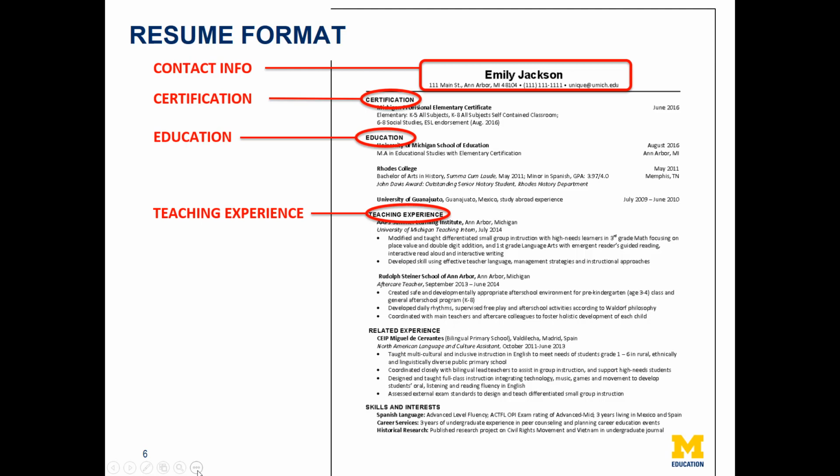The certification, education, and teaching experience sections are almost always going to be your first 3 sections and displayed in that order. Beyond that, it's really up to you to personalize. Most teachers will have a section after their teaching experience section that encompasses other experiences that may or may not be directly related to education, but are still pertinent to include.